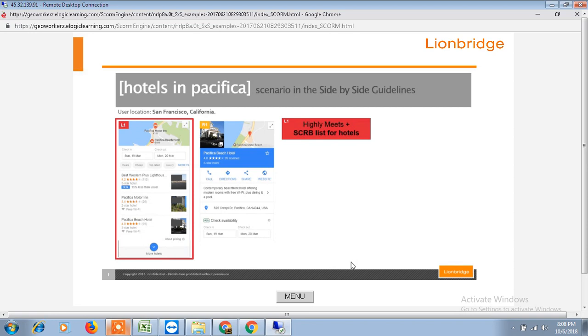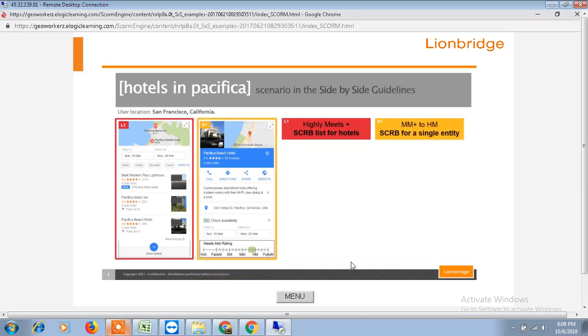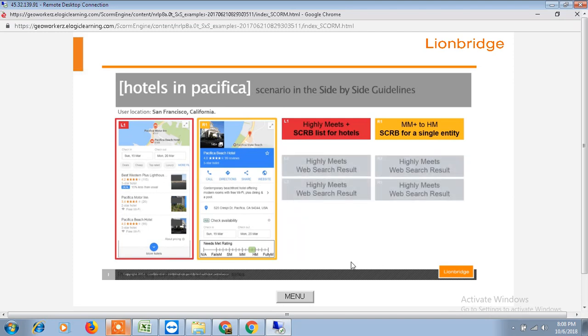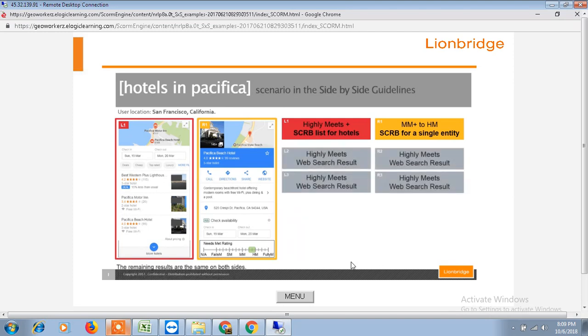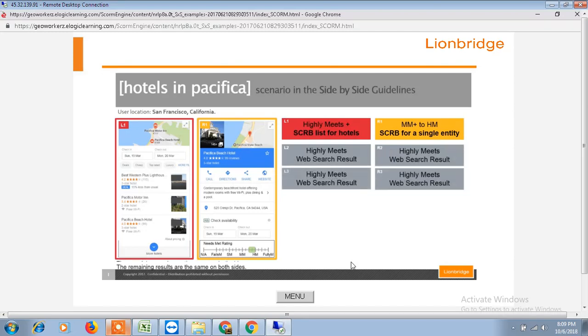The top result on the left side is an interactive SERP showing information about several hotels in Pacifica, including reviews, contact information, directions, etc. for each hotel. It is rated highly meets plus. The top result on the right is an interactive results block showing information for a single hotel in Pacifica, including similar information such as reviews and contact information for this specific hotel. It's rated moderately meets plus to highly meets. The remaining results are the same on both sides.